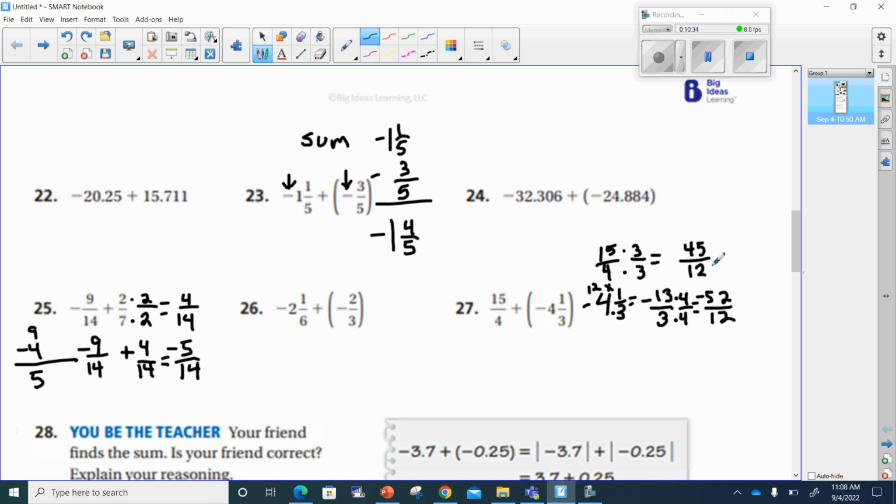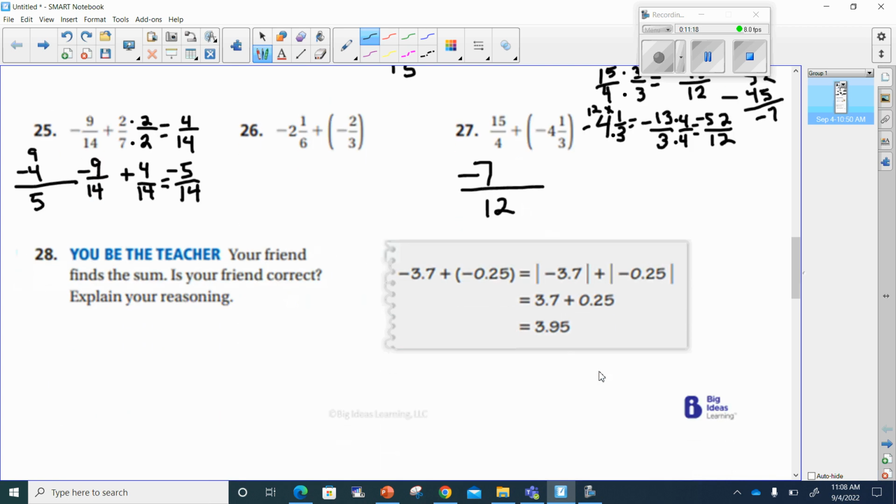So now I got 45 over 12 minus 52 over 12. I see there's a bigger number. Remember, our rule is when my signs are different, I find the difference. So I'm going to be taking 52 minus 45. If I do that, that's going to give me 7. Then I keep the sign of the bigger number. Well, the bigger number is 52, so this would be a negative sign. That tells me that 15 over 4 minus 4 1/3 is going to give me negative 7 over 12.